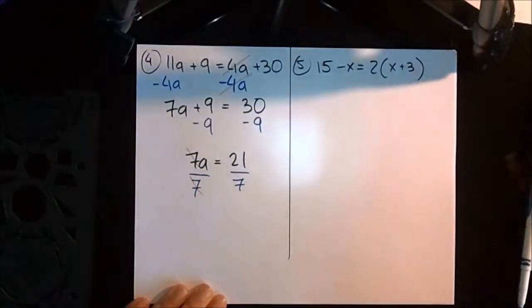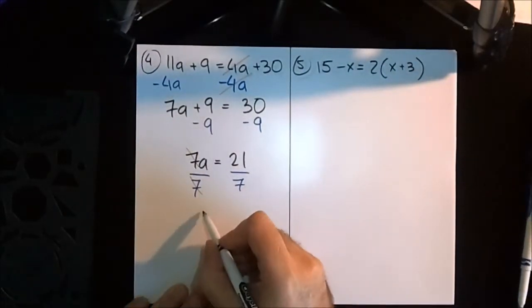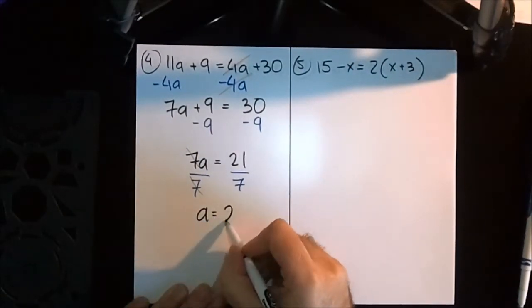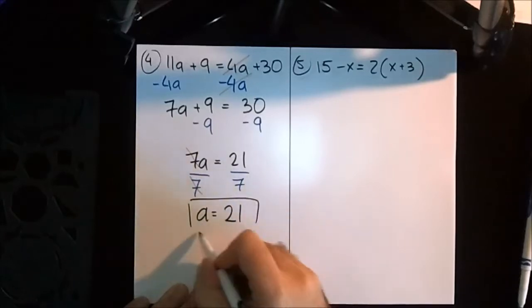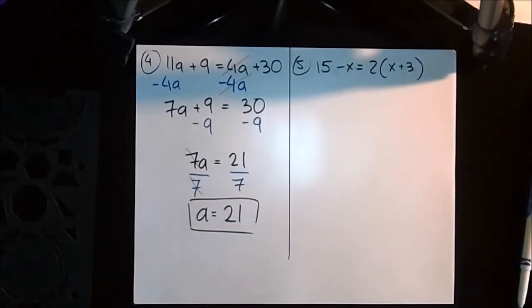That simplifies down to 1. And a equals 21. Nice and simple and clean. So let me know if you have any questions about any of the work or the answer for 4. Alright, moving on to number 5.